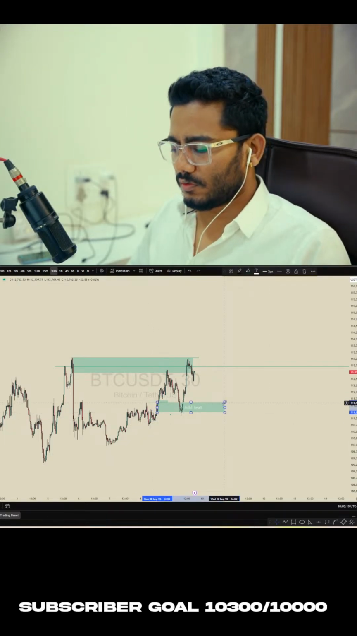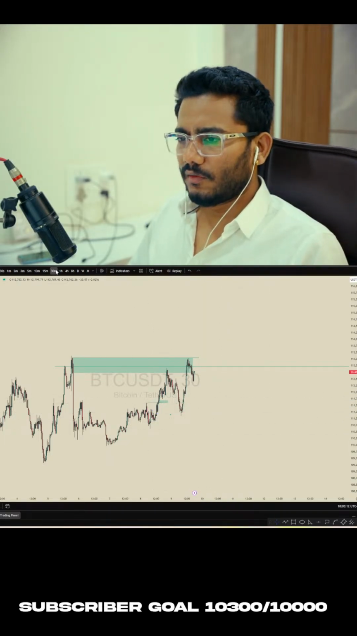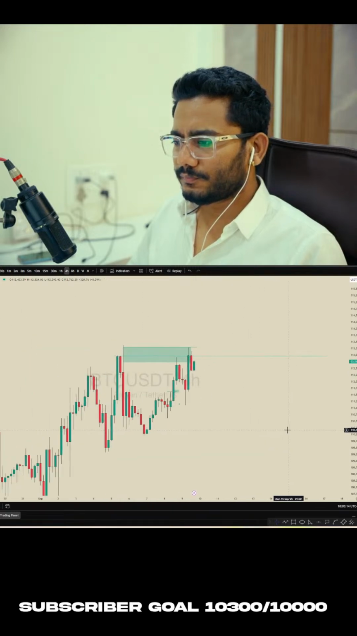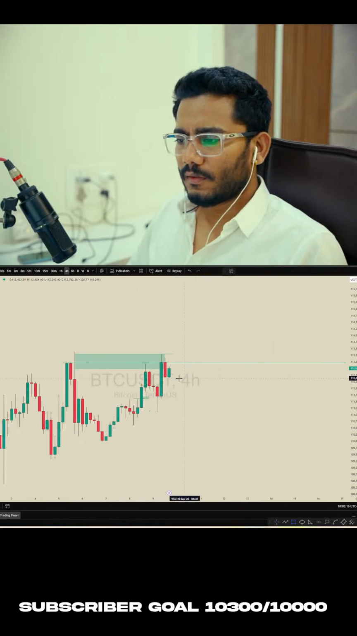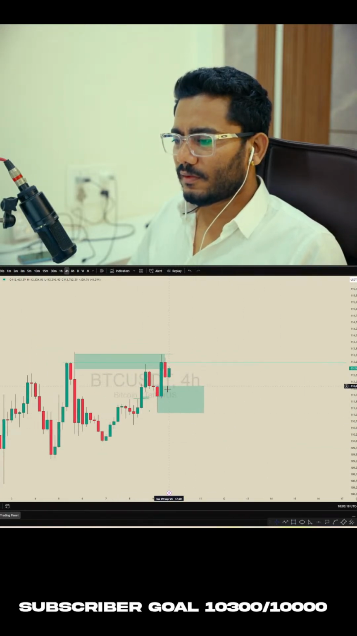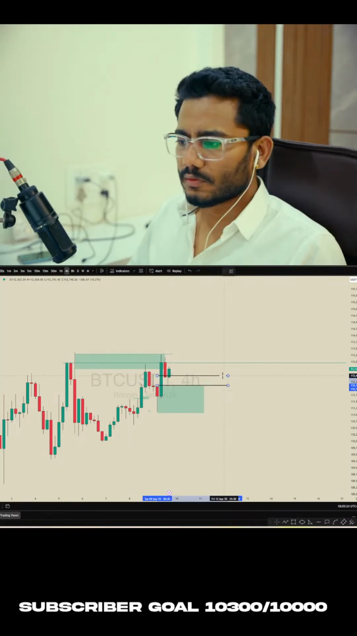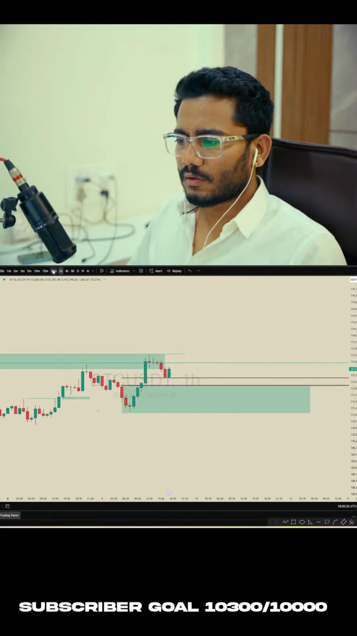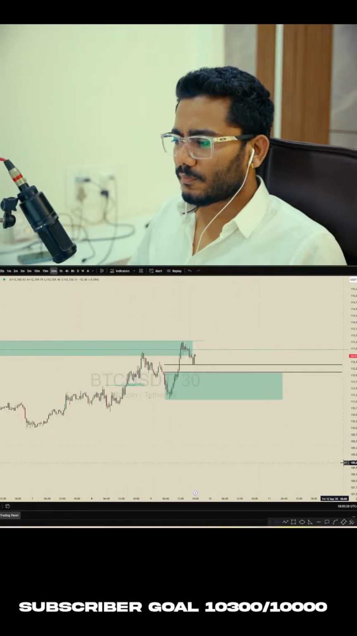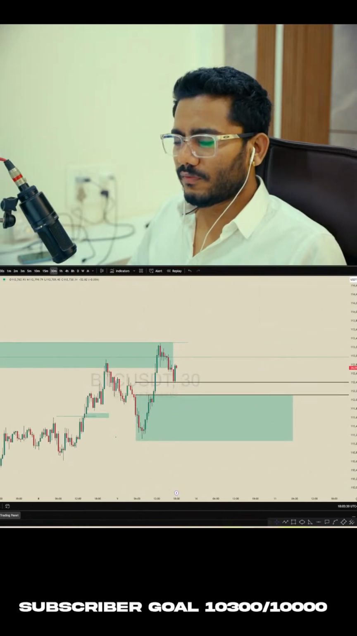So let's skip this, and if you look at 4 hour again, then there's a 30-minute imbalance, 4 hour imbalance here. Let's mark this. And there is a breaker block to the left side, which is this one.